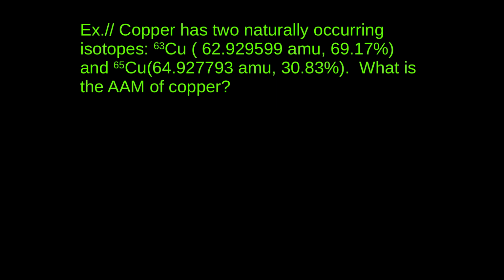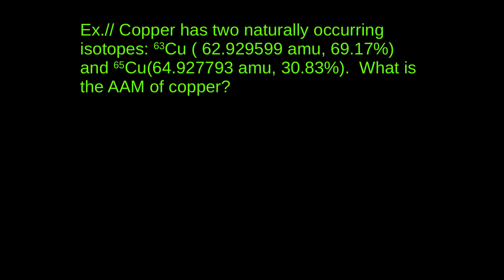Here's how we use it. Basically 2 ways, 3 really. The first one. Copper, you're told it has 2 naturally occurring isotopes. It's important that you're told how many naturally occurring isotopes it has, because that tells you how many terms are in the average atomic mass equation. In this case, only 2. F1M1 and F2M2. There they are.